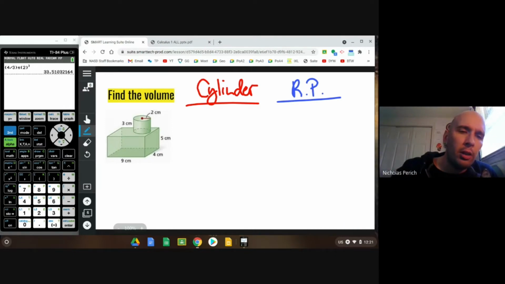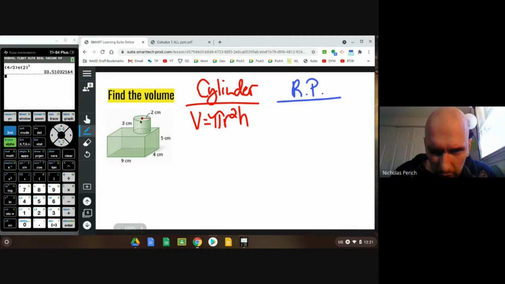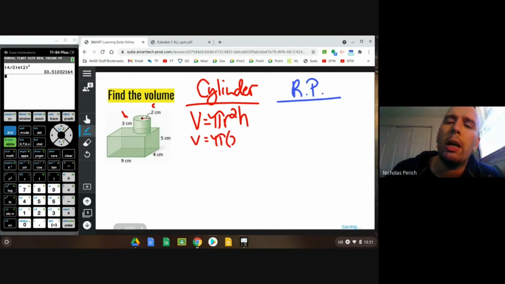So the volume of a cylinder is V equals pi r squared h. So here's the cylinder right here. The cylinder is sitting on top of the box. 3 is my height because that's how tall this line is right there. 2 is my radius because it's half of the circle. So my formula is now going to be V equals pi 2 squared 3.